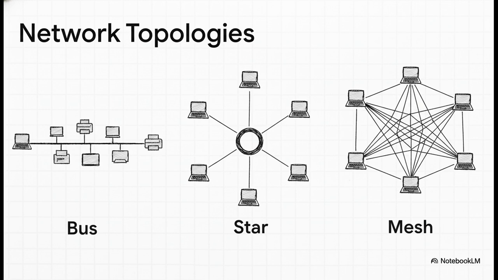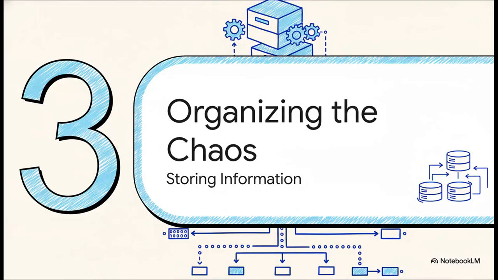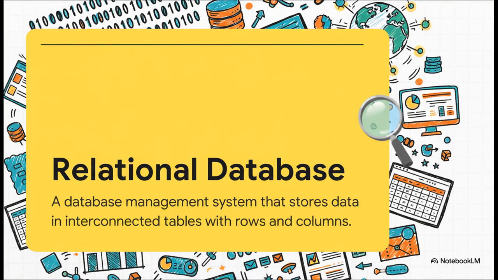It's complex, sure, but it is incredibly reliable, which is exactly why it's used for really critical systems, like the internet's backbone. Okay, our data has made the journey. It's arrived at a server somewhere in the world. But now what? We can't just dump it all in a big, messy pile. It needs to be stored in a really organized way so that we can find it and use it later. And this is where databases come in.